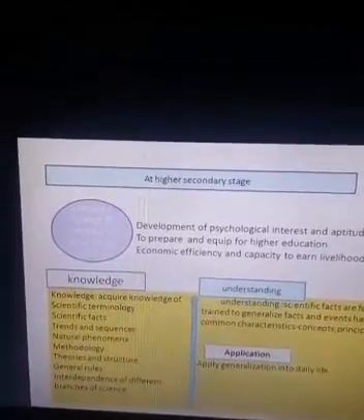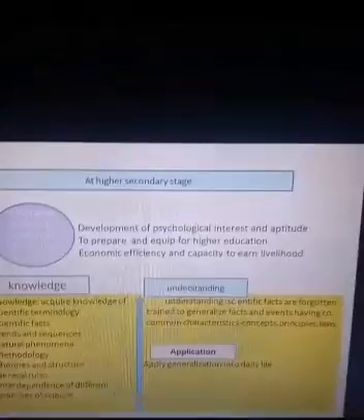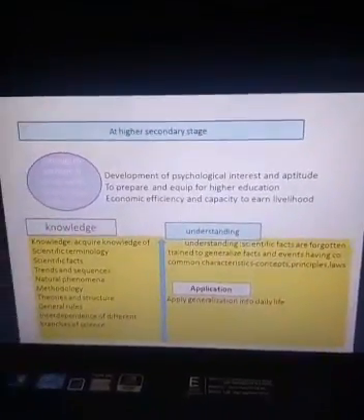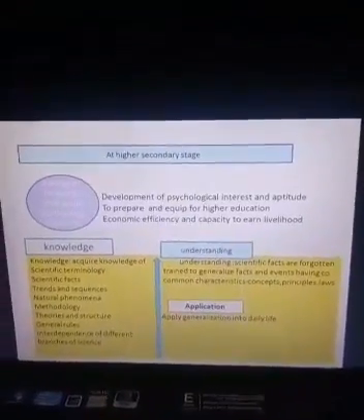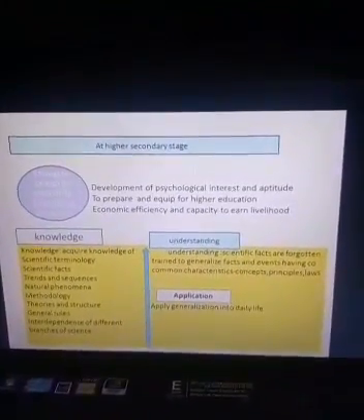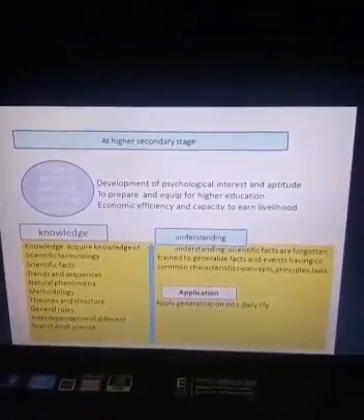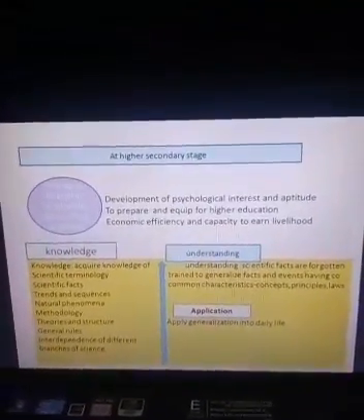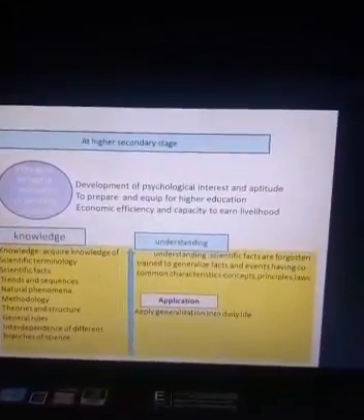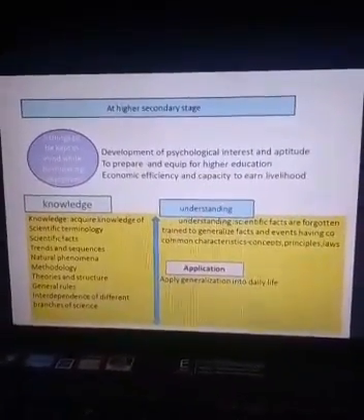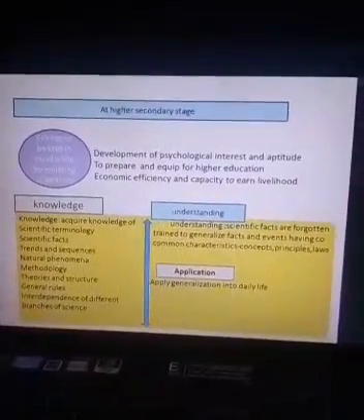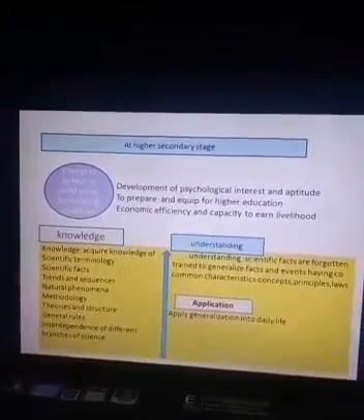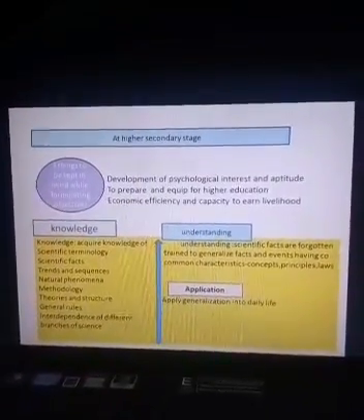Then comes the understanding part. We know that the facts are forgotten easily, so we need to train to generalize facts and events having common characteristics. So what do we need to make them understand? We need to make them understand the concepts, principles and laws at this stage. Application. Apply generalizations into daily life. So what generalization had been understood, they need to be applied.